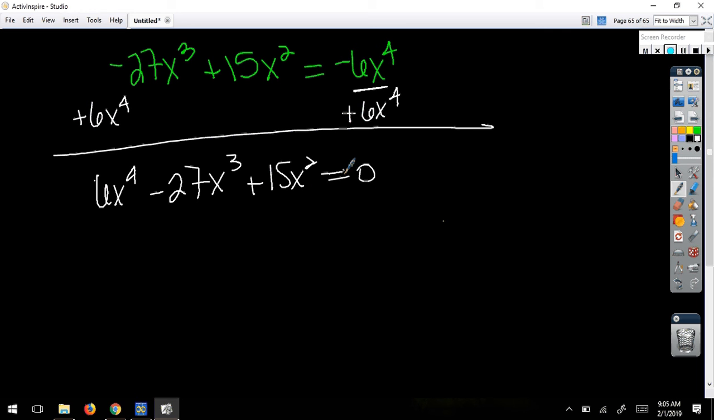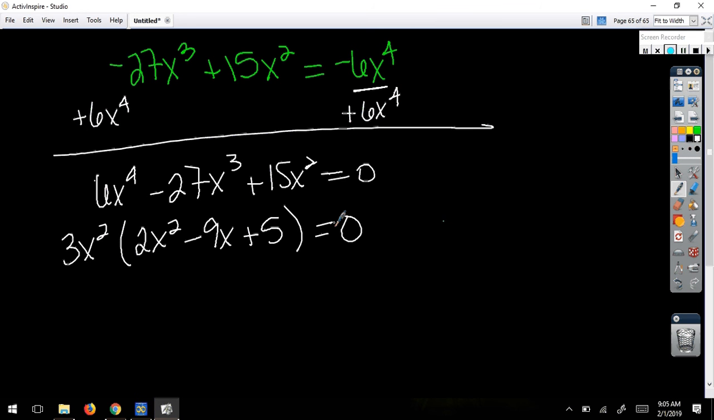Okay, take out 3. I hear a lot of you saying 3. I'm going to take 3x squared out. What's left? 2x squared minus 9x plus 5 equals 0. Good job, Ella. Is it factored completely? I don't know yet. 2 times 5 is 10. What multiplies to 10 but adds to negative 9? That does not multiply to positive 10. It must multiply to positive but add to negative 9. I don't think it does either.